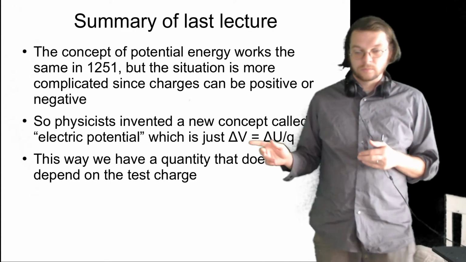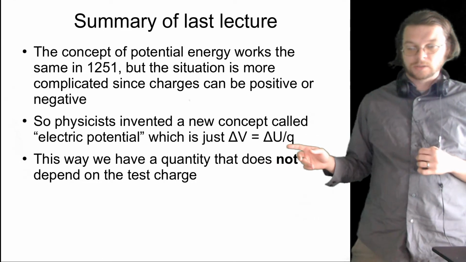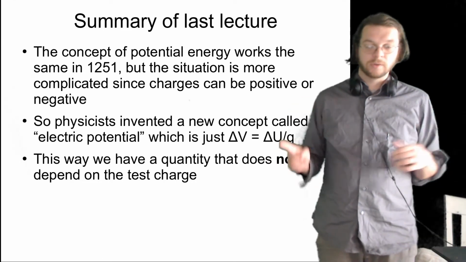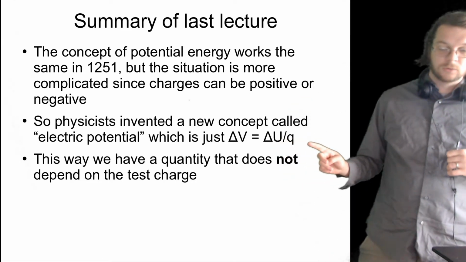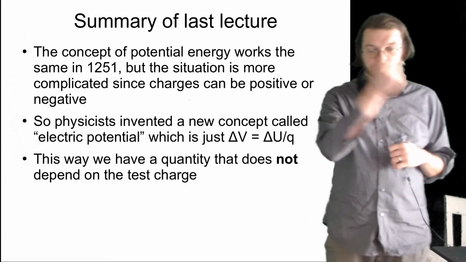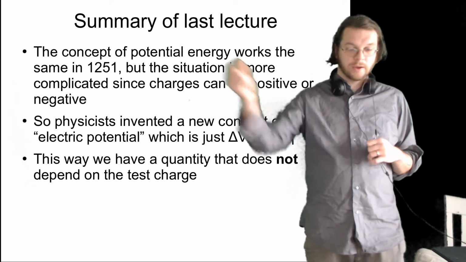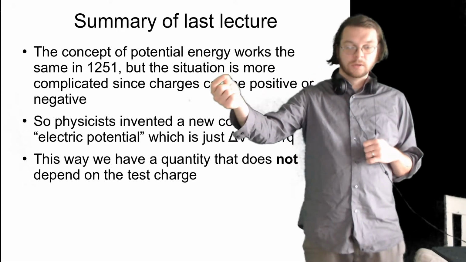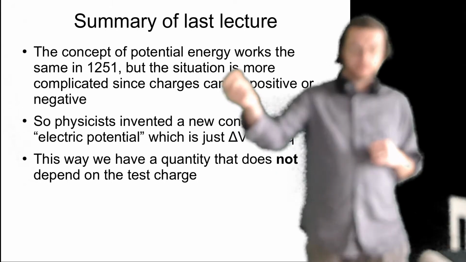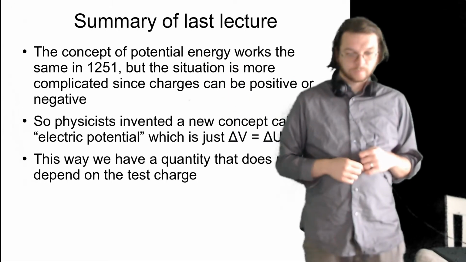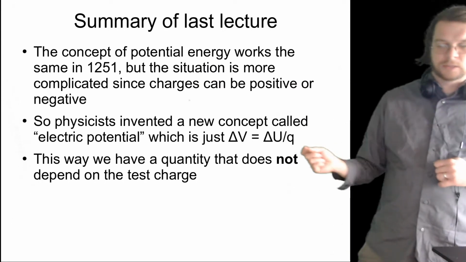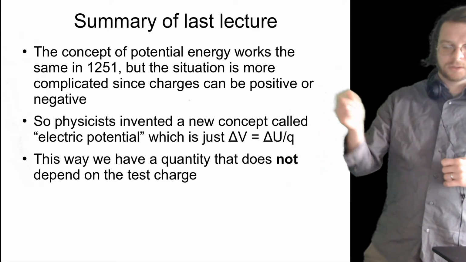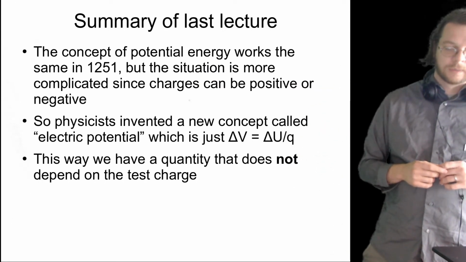It turns out the best way to do this is to take this potential energy and divide by Q, the charge. If I have a charge Q here, what's that potential energy? The charge Q is at the point wherever you want to know what the electric potential is.